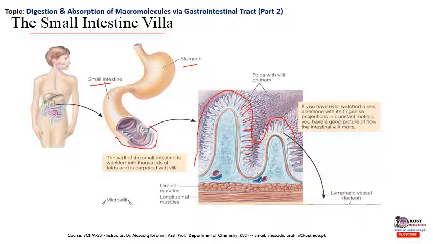And then on these villi, thousands of microvilli structures are present, which help in the absorption of nutrients from the digested food entering the small intestine into the vascular system of the human body.